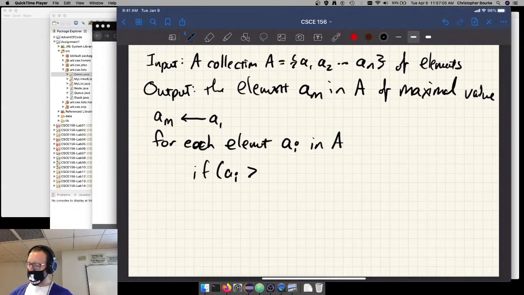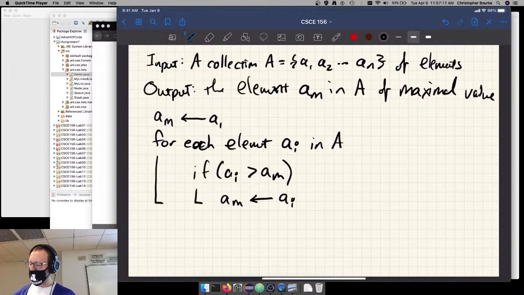Okay, so if it is greater than what I've found so far, then what should I do? Update that. Ooh, I like that. What did I do? I took a vertical line to denote a code block. So I did indentation, but I also took this vertical line here to indicate that this code block begins up here and goes all the way down and ends down here. Right? That's actually a LaTeX thing.